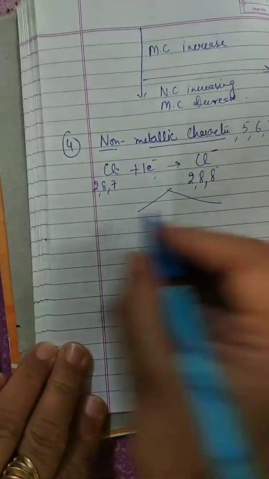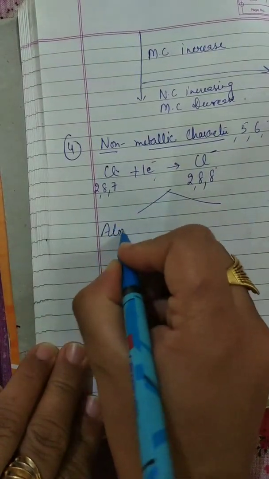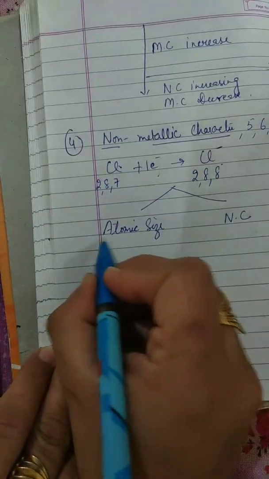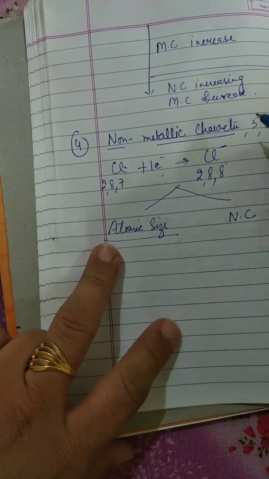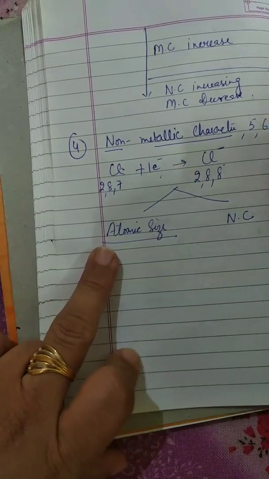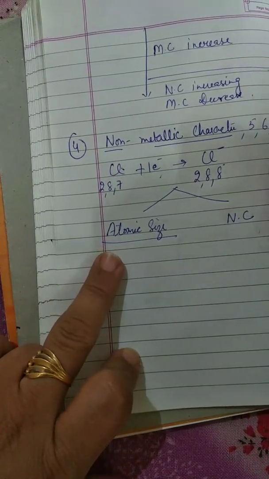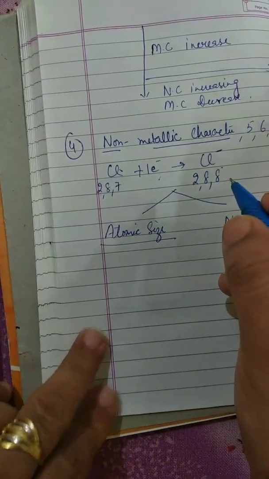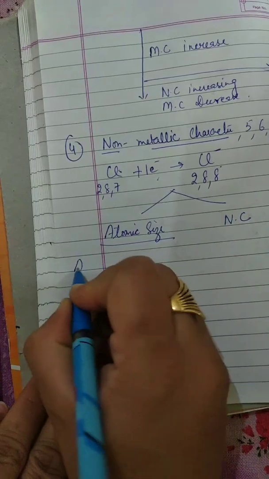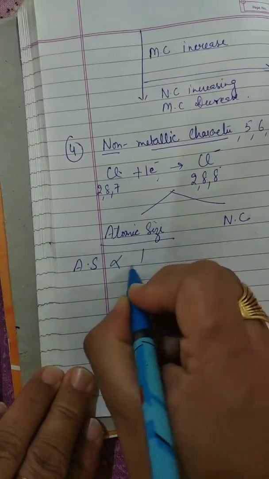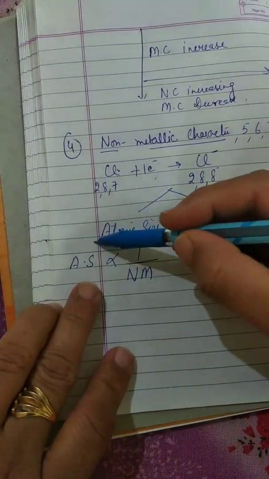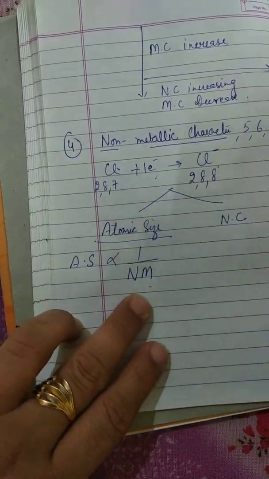Again, it depends upon 2 factors. One is atomic size and second is nuclear charge. Now more the atomic size, last electron will be away from the nucleus, very difficult to gain electron, therefore non-metallic character decreases. So we may say atomic size is inversely proportional to non-metallic character. More the size, less will be non-metallic character.